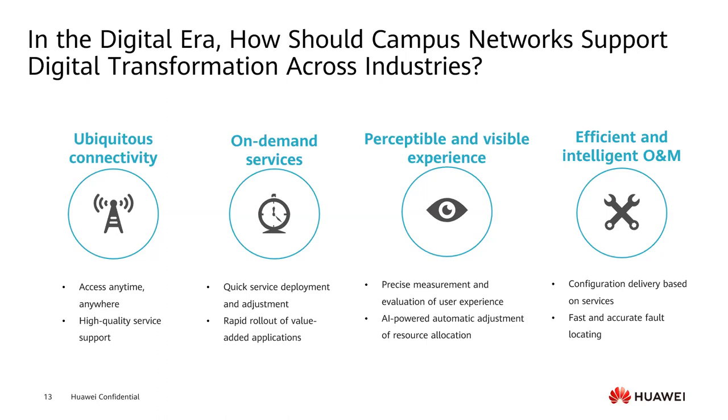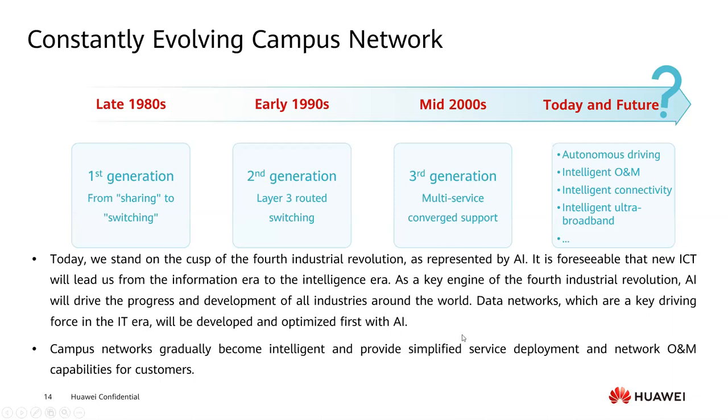We need the network to focus on our user experience, and we need the network to automatically adjust according to the KPI of the network. And we need efficient and intelligent O&M to release the network engineer from the burden of O&M nowadays. Okay, these are the requirements, or we can say the future of campus network. And then we're going to see the development of the campus network.